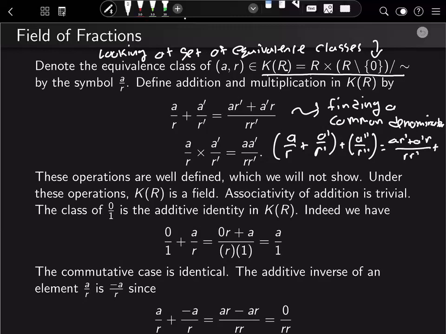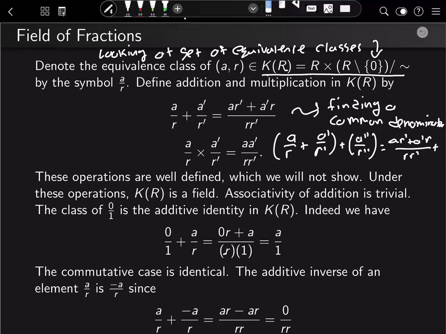Now, the important bits here are the classes. The equivalence class of 0 over 1 is the additive identity. And we can see that from 0 over 1 plus A over R, that's going to be 0 R plus A over R times 1, which is going to be A over 1. It should read A over R.